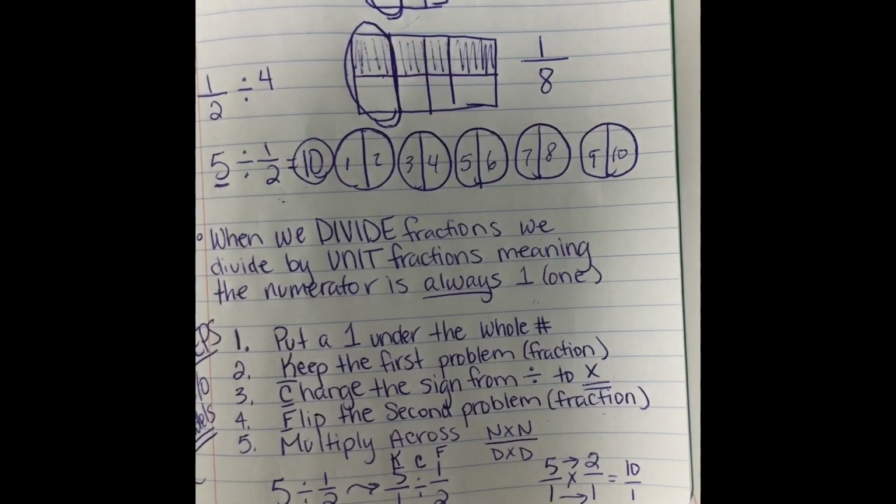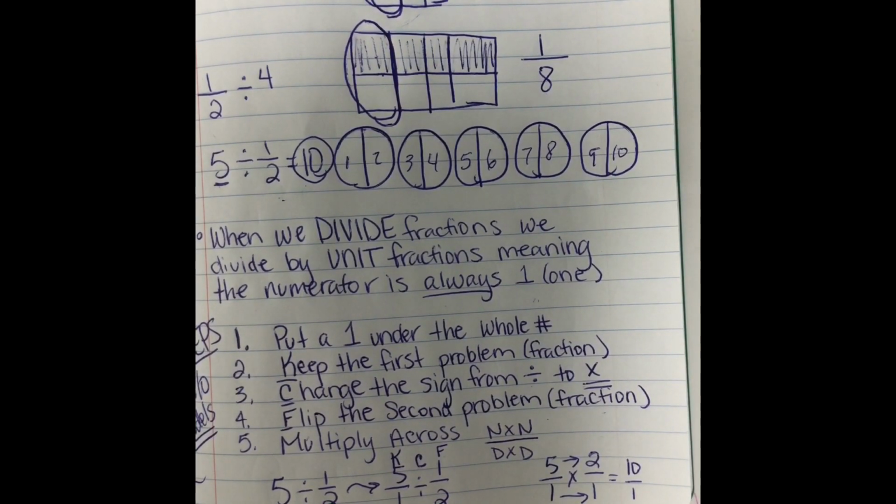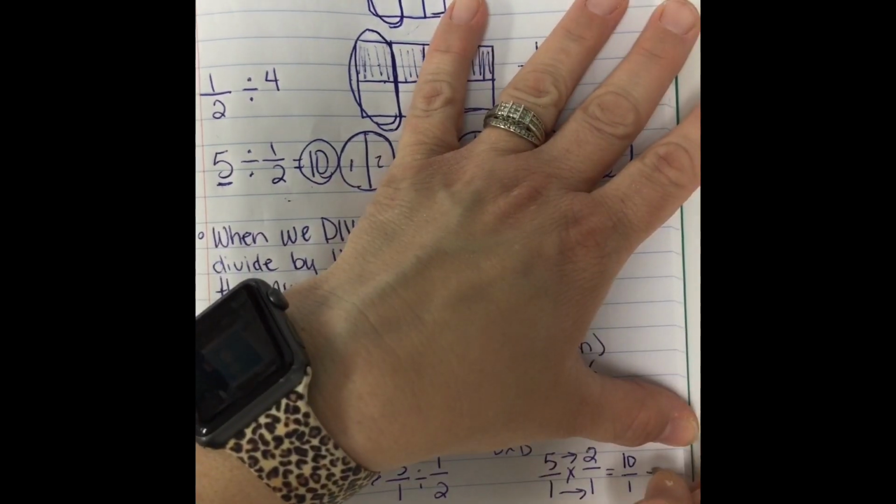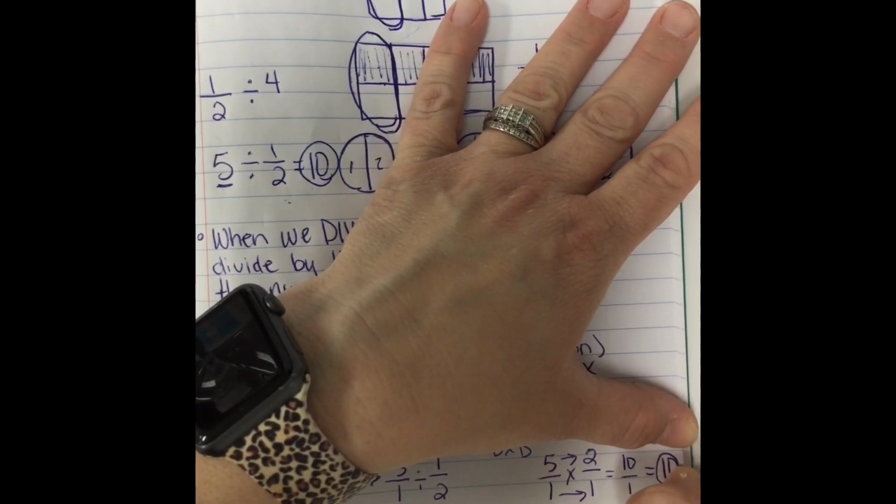Okay, because the denominator's on the bottom and 10 is bigger than 1, we have to simplify. Now think about it. How many times will 1 go into 10? 10 times, right? So your answer is just 10.